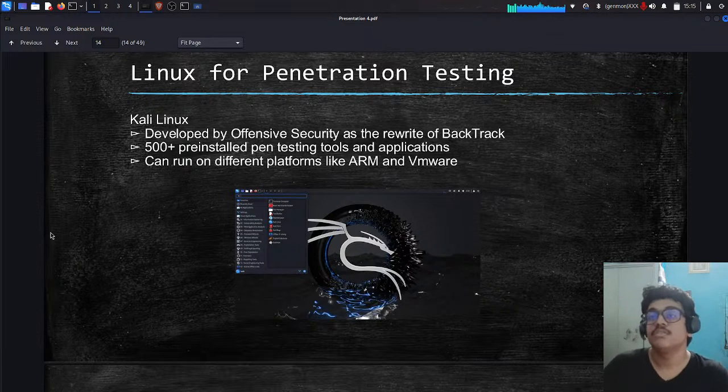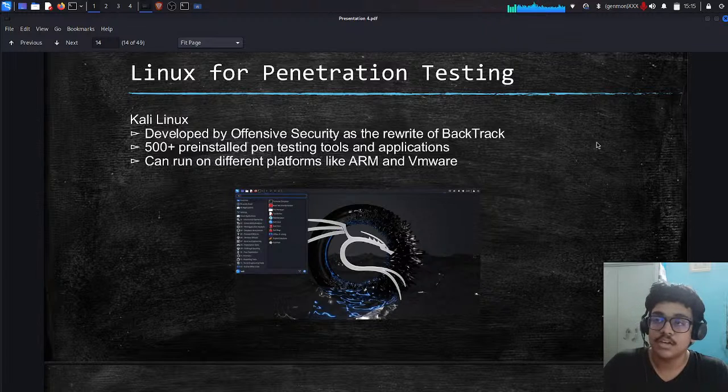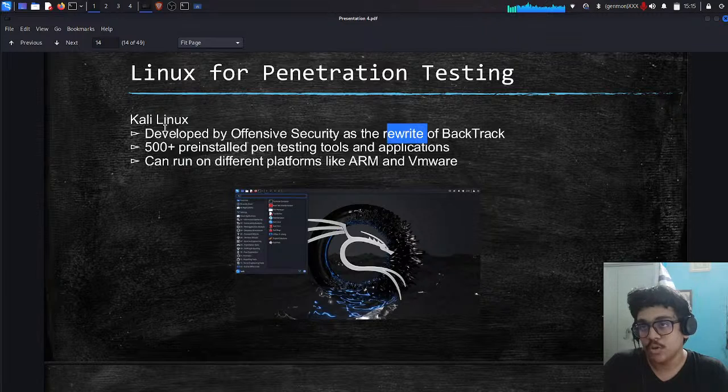Kali Linux is developed by Offensive Security as the rewrite of an earlier operating system known as BackTrack. Kali Linux has 500-plus pre-installed pen testing tools and applications, so you can access them from here.